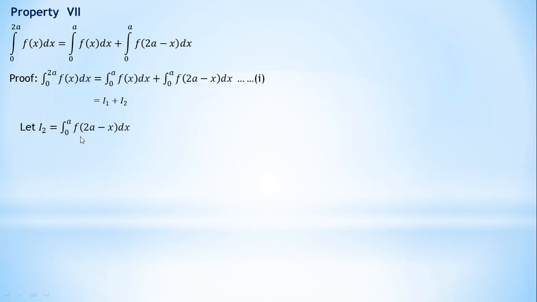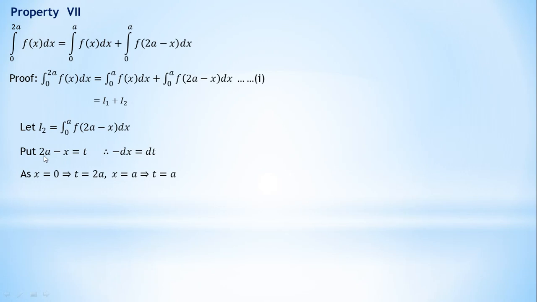Now we will solve this integration by using the substitution method. Only take the I2 integration from the right hand side and use the substitution method. Now here the substitution is, we have to put 2a minus x equal to t. 2a is constant. Now if you differentiate this with respect to x, then we get minus dx is equal to dt. So as we are going to change the integration I2, we have to change the limits of the integration also.